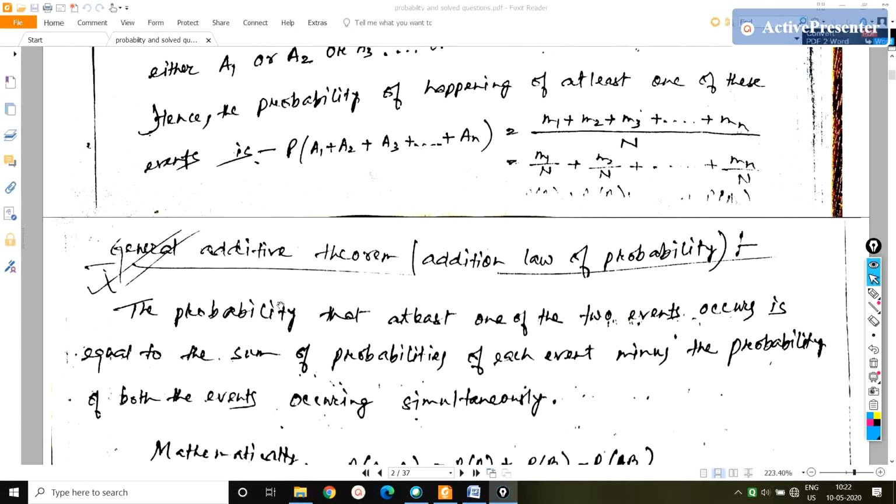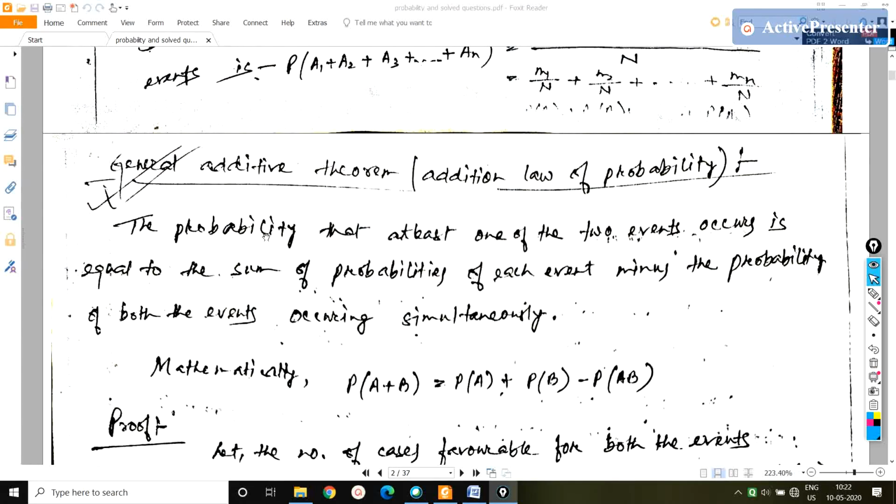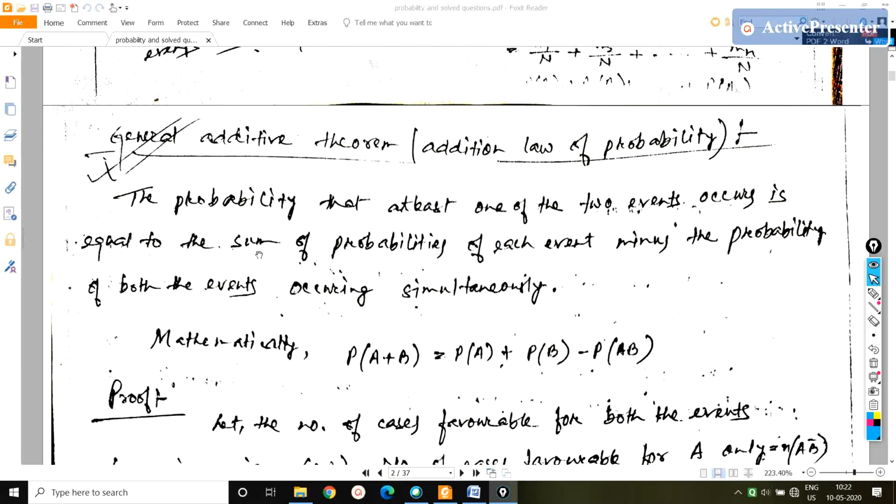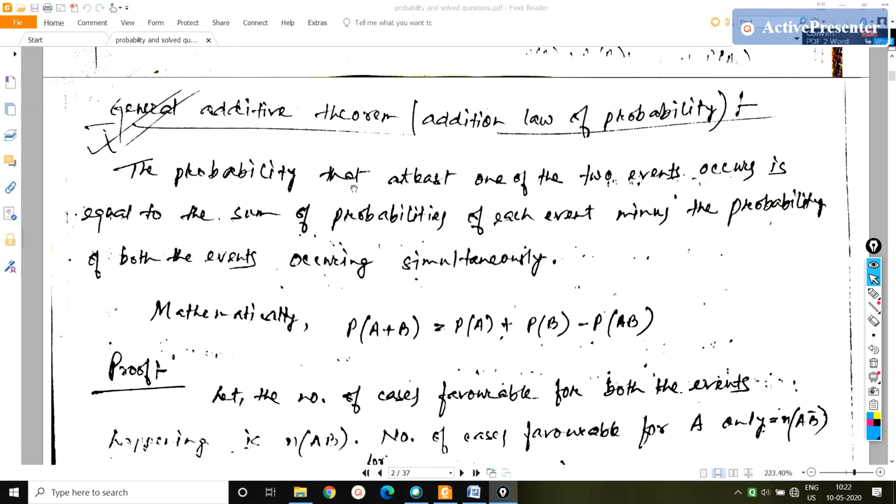Next, we'll go to another theorem known as the general additive theorem of probability. General additive theorem of probability is also known as the addition law of probability. The statement says that the probability that at least one of the two events occurs is equal to the sum of probabilities of each event minus the probability of both the events occurring simultaneously.